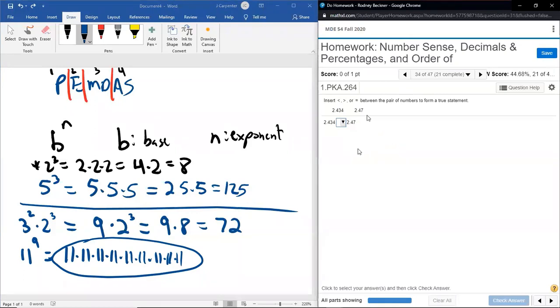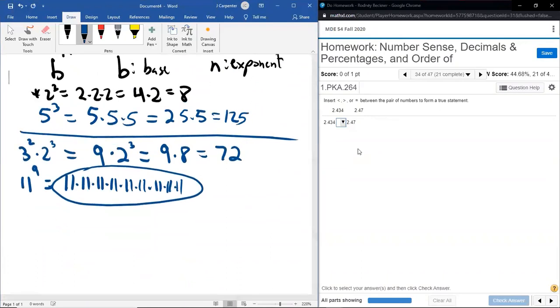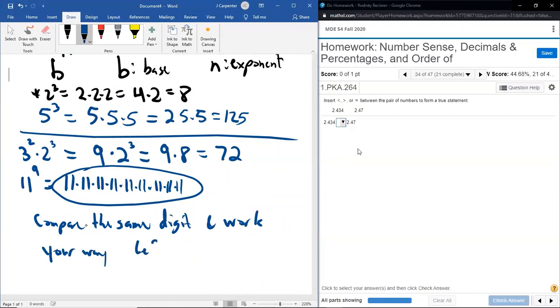All right. Insert a less than or a greater than or an equals between the pair of numbers to form a true statement. So we have 2.434 and 2.47. Well, when you're comparing decimal numbers, you have to, oh, I never hit my enter enough. Classic mistake. I'm just going to write everything out today. You have to compare the same digit and work your way left to right.